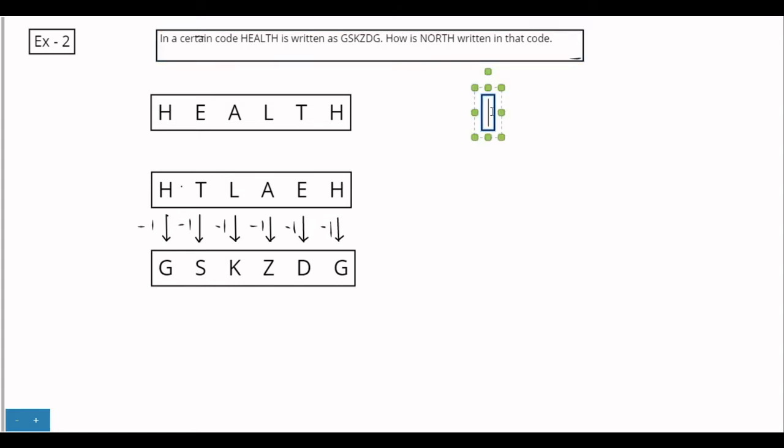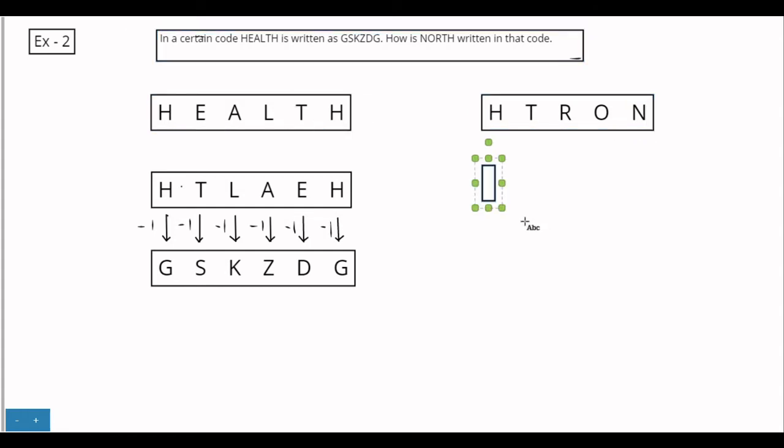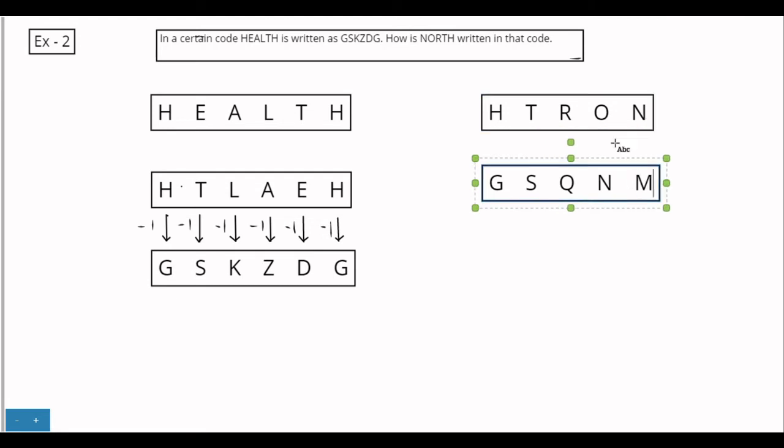So first we make north upside down, which would be H, D, R, O, and N. And we'll get the answer G because it's right before H, S because it's right before T, Q because it's right before R, then the letter right before O, and M because it's right before N. So North's code is G, S, Q, and M. So this is one of the examples of how you solve one of the codes.